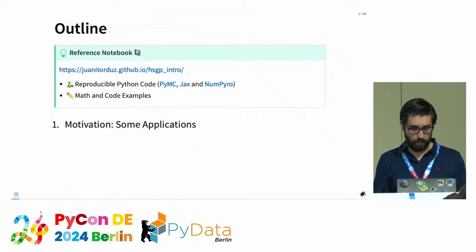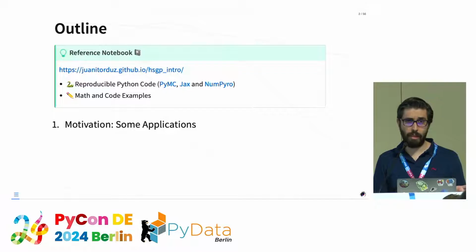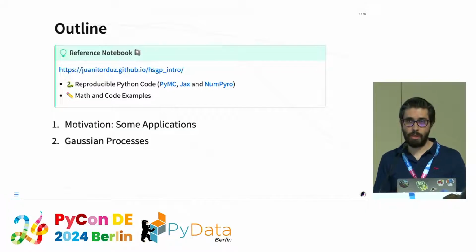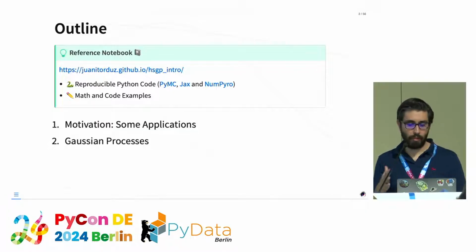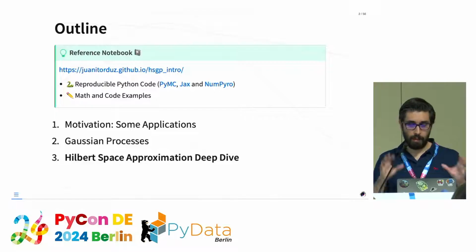I'm going to briefly talk about the motivation and some applications, just to go straight to the point and say we are actually using this in industry. I'm going to talk about Gaussian processes, but I'm not going to spend a lot of time here. This is the sacrifice of the trade-off. I want to, of course, give you an example and present the problem. The main component of this talk will be about the approximation and why it works.